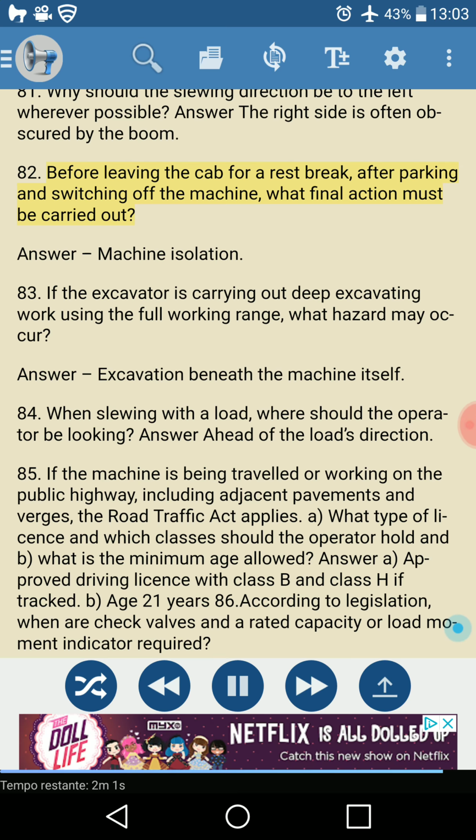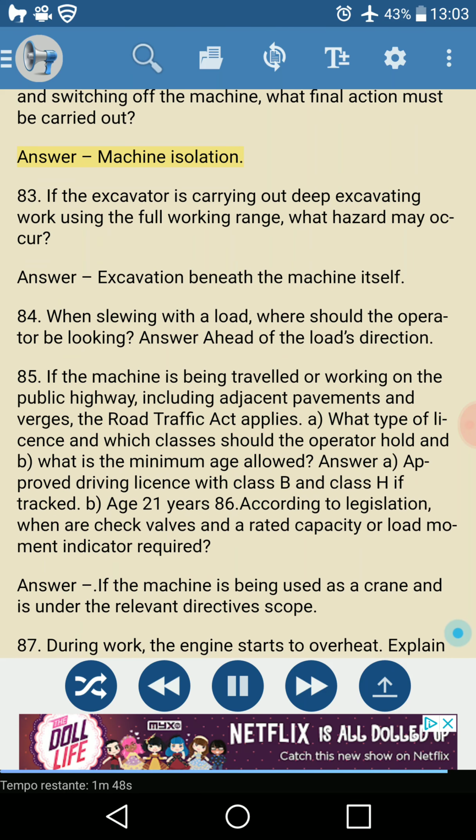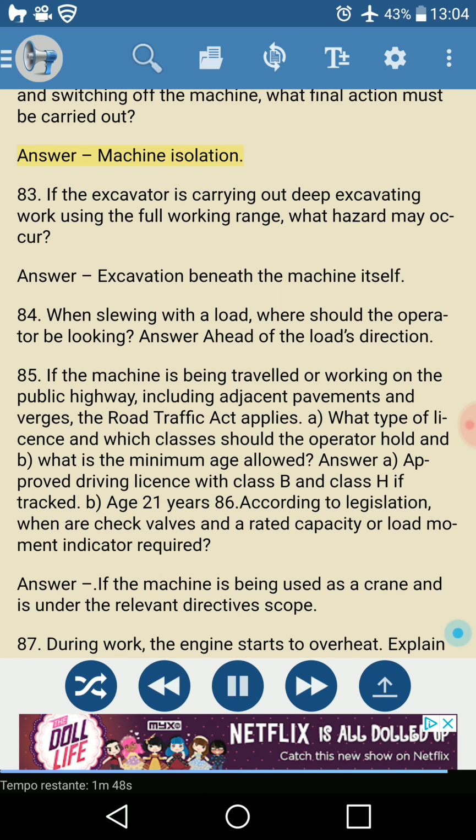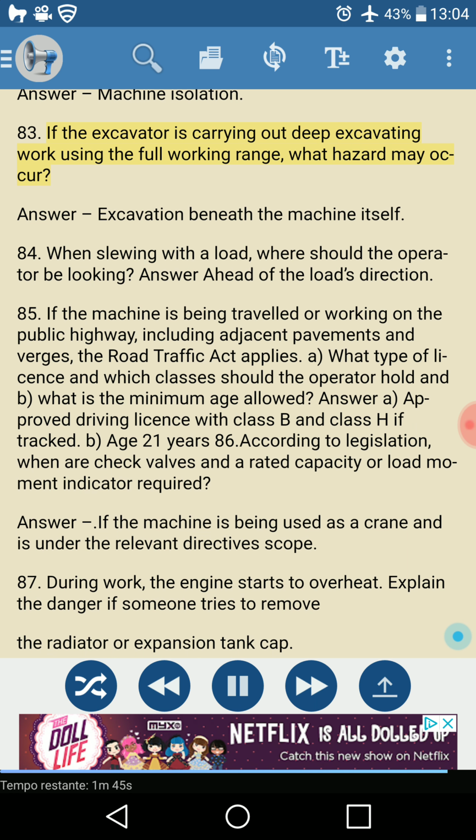82. Before leaving the cab for a rest break, after parking and switching off the machine, what final action must be carried out? Answer. Machine isolation. 83. If the excavator is carrying out deep excavating work using the full working range, what hazard may occur? Answer. Excavation beneath the machine itself.